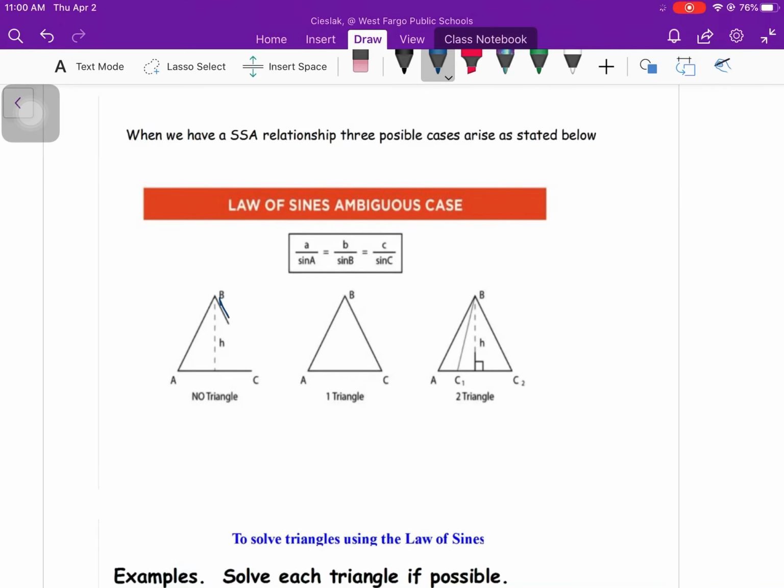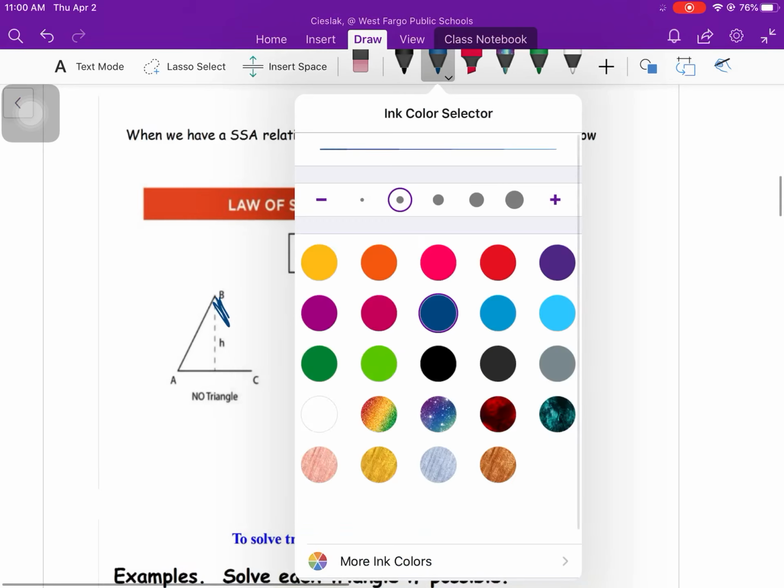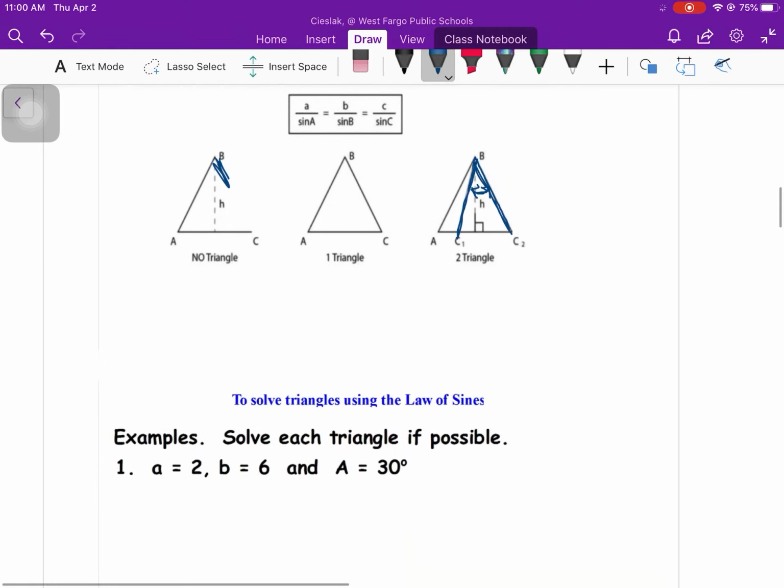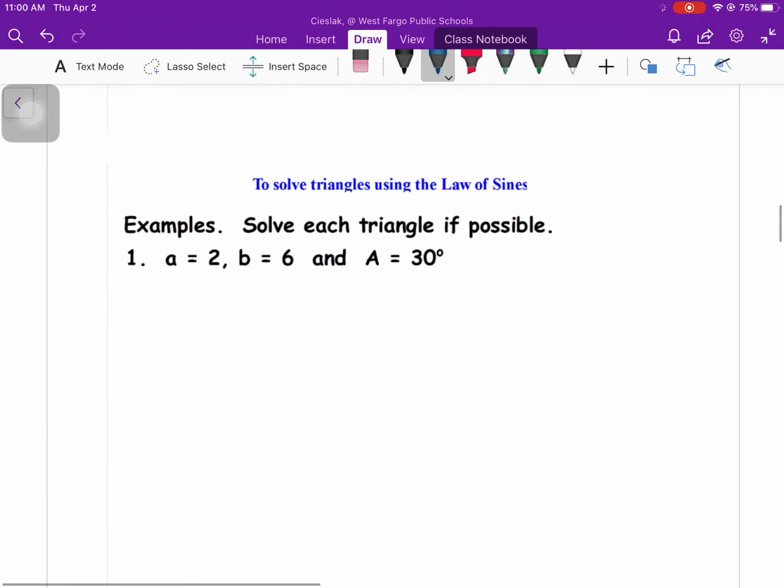The one where there's no triangle because you don't have enough of a length to connect that no matter how you do it. There is a special case with one unique triangle, and then there is the ambiguous case where we have two of them. And the idea here is that I could have this leg right here and this leg. They're the exact same leg. It's just a matter of, do I sweep it out this way? Will it form a second triangle?